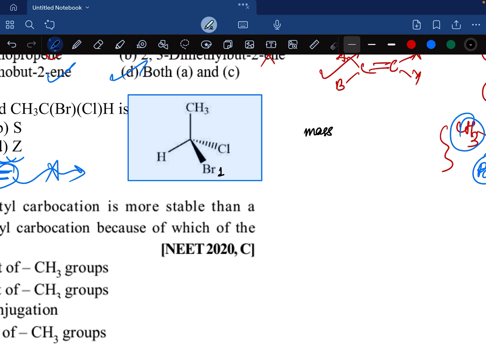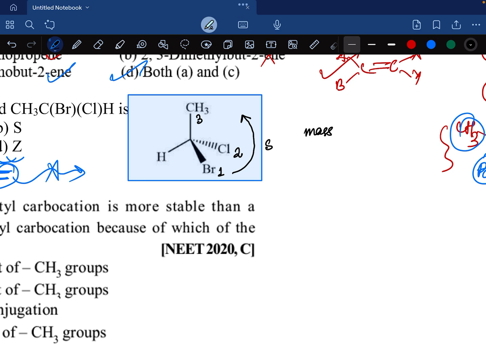Bromine's mass is more, so we'll number it as 1. Next comes chlorine's mass, we'll number it as 2. Next comes carbon's mass, I'll number it as 3. So how is it going? 1, 2, 3, it goes in the anti-clockwise direction. Whenever it goes in the anti-clockwise direction, we put S configuration.